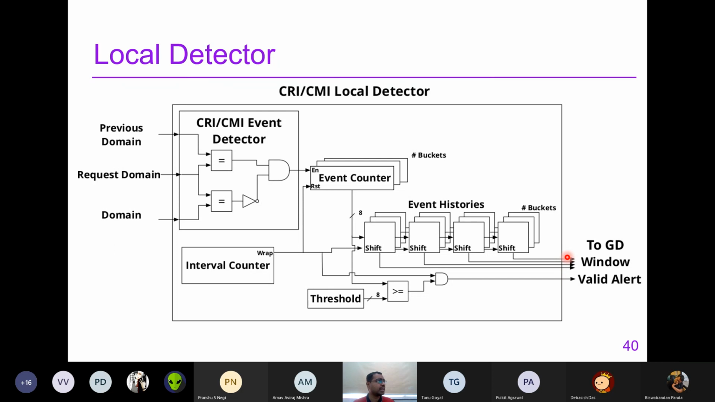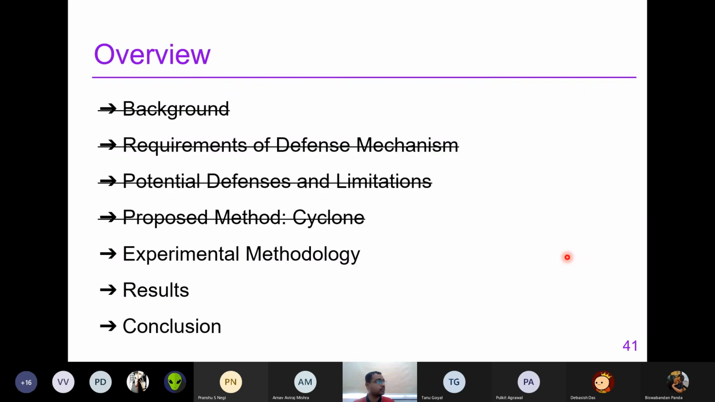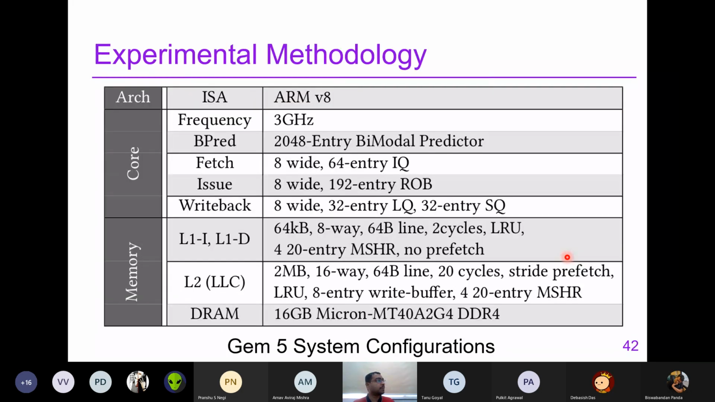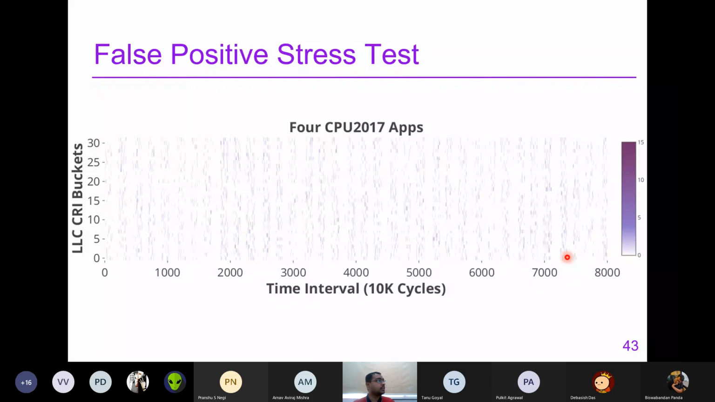The global detector can be any one of the three learning algorithms which I have shown in the previous slide, like supervised, unsupervised, for specific, unspecific, etc. That will try to detect whether there is some attack. For the experimental methodology, they have used the ChampSim simulator.